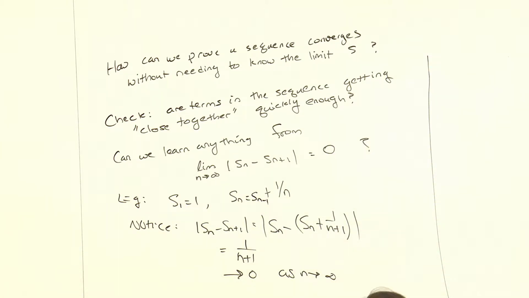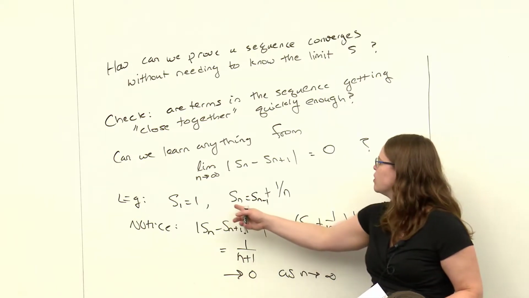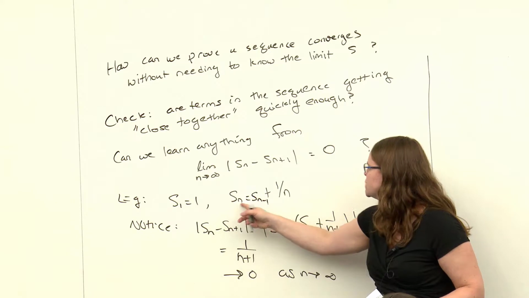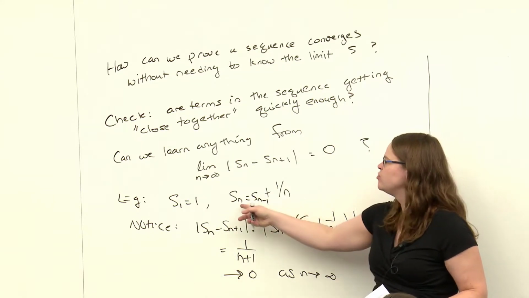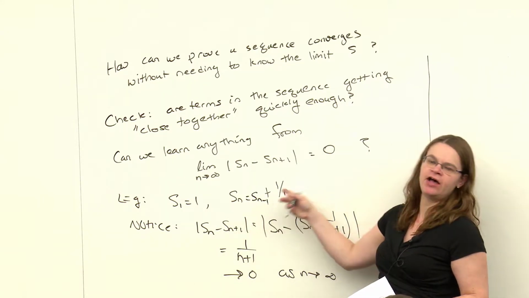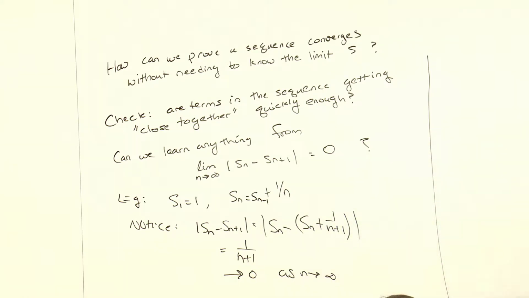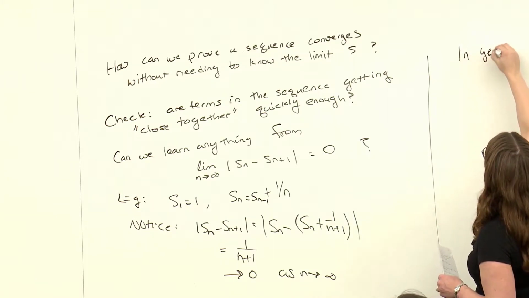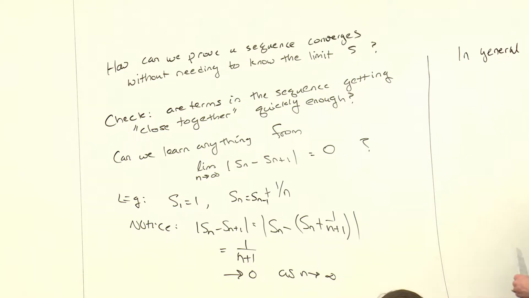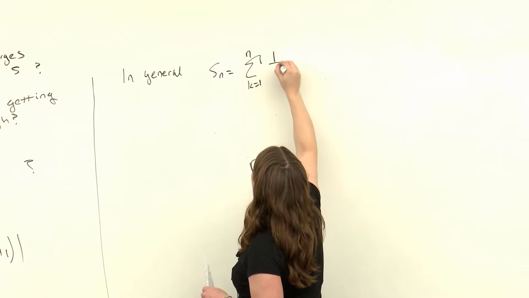Okay, and what do we know about this sequence? You should recognize this sequence. Right, so again, S1 is 1, S2 is going to be 1 plus a half, S3 is going to be, okay, the old guy, 1 plus a half plus a third and so on. What is this looking like? This is looking like the harmonic series, right? So in general, we're going to have Sn equal to the sum, k equals 1 to n of 1 over k.